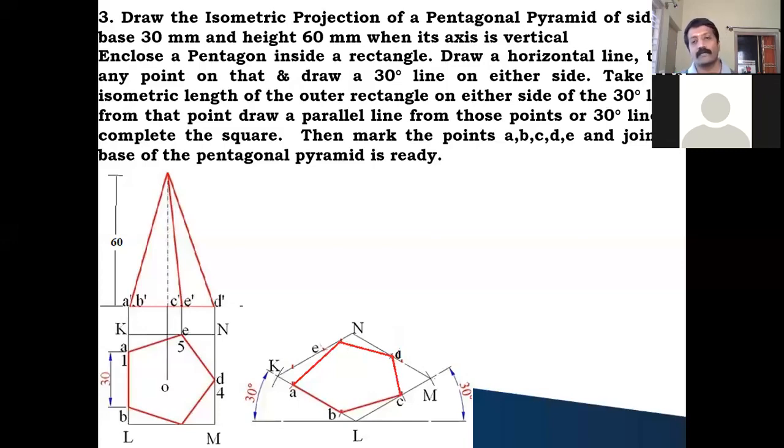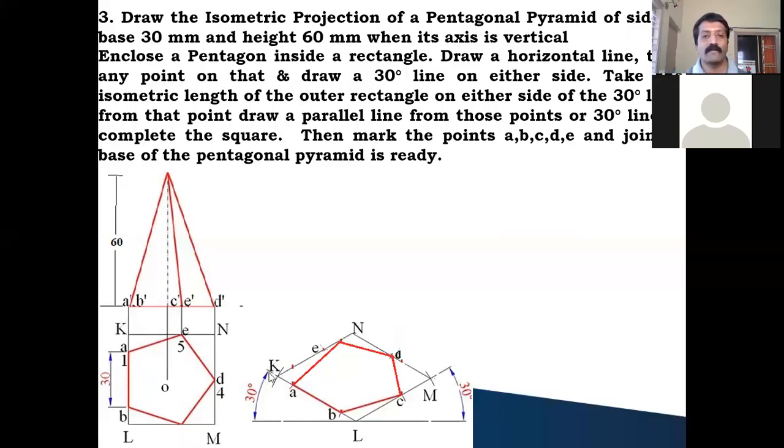Whatever dimension you draw here in the isometric projection has to be on the isometric scale only, not the actual scale. So L to M you take, convert that into isometric scale. From L, on the right-side 30-degree line you cut it, and call it M. Similarly, the L to K distance you take, convert that into isometric scale. From L, you cut the left-side 30-degree line, and call this K.